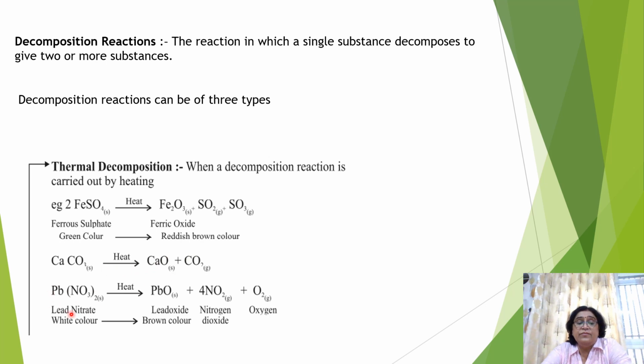Then lead nitrate. When you heat lead nitrate, lead oxide is formed. Then nitrogen dioxide is formed and oxygen is formed. So one substance is forming many substances. So white color lead nitrate gets decomposed to brown color lead oxide, and the brown color gases are given out. Clear? So this is called thermal decomposition because the decomposition is carried out by heating.